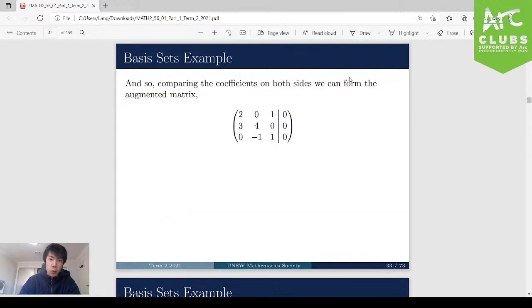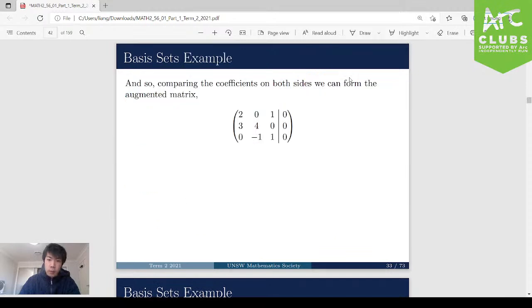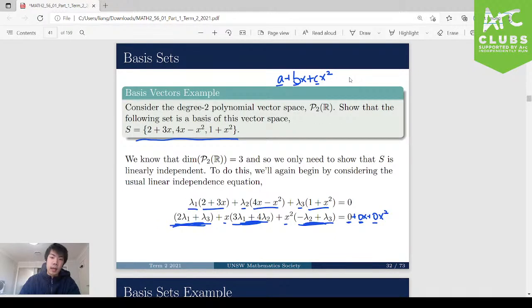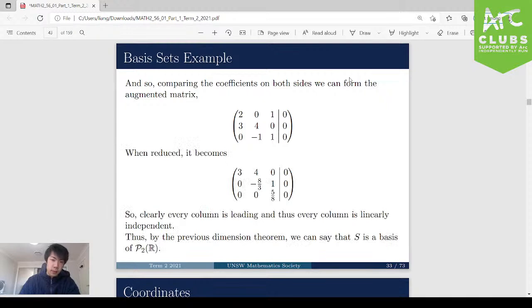We have 2 in the first slot, 1 on the far right, and then 3 in the first slot, 4 in the middle slot, and then -1 in the middle slot, 1 on the far slot, right? That gives us this matrix. We then reduce it, and we get that. And then clearly, since every single column here is a leading column, our set is linearly independent, and so we're done.